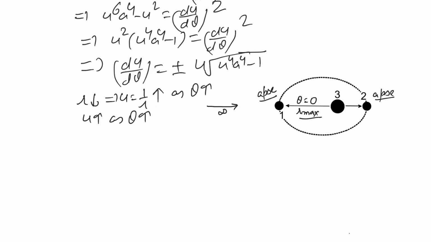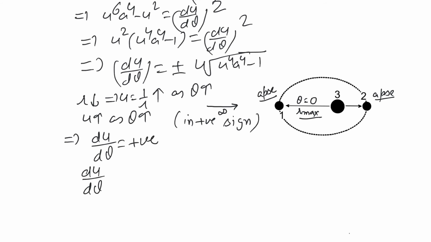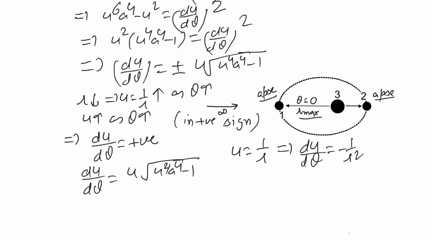If we are interested in the positive sign, so here I am taking the positive sign. This implies that if u is increasing as theta is increasing, du d theta is positive. So taking the positive sign there, du d theta is equal to u square square root of a4 u4 minus 1, and we know that u is equal to 1 by r. This implies that du d theta is equal to minus 1 by r square dr d theta.